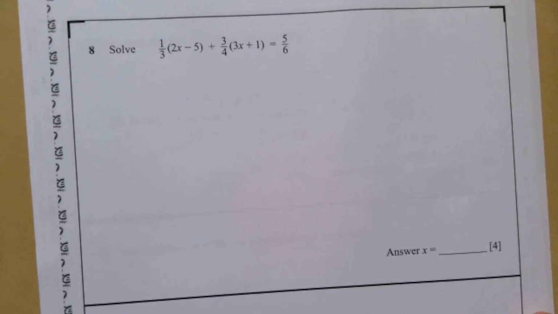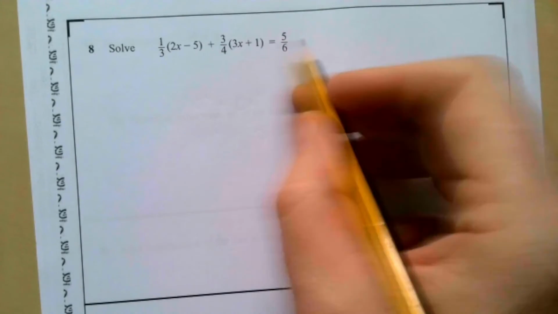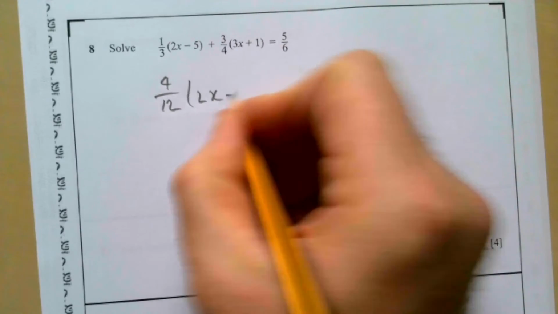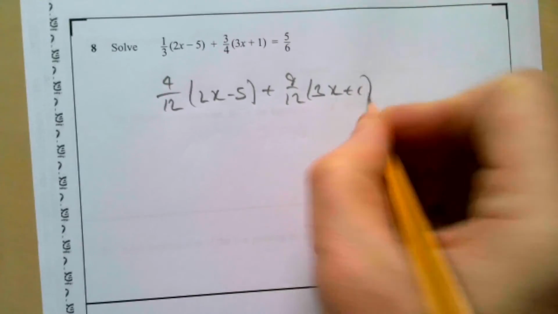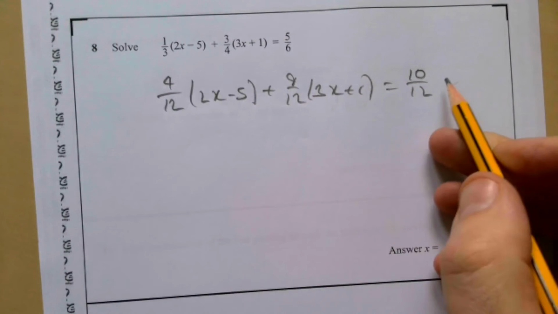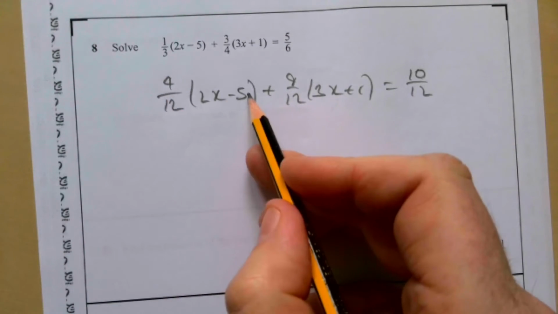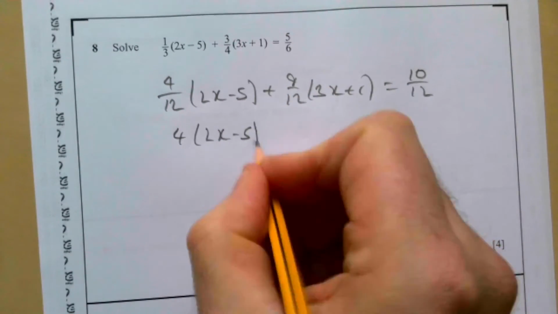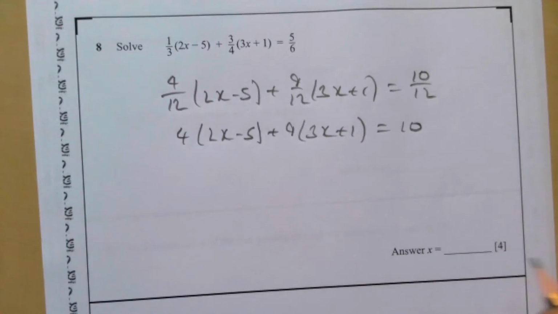Solve this equation. This one's not too bad, but I'm going to change everything first to 12ths. I think that kind of makes more sense. So this is going to be 4 twelfths upon 2x minus 5 plus 9 twelfths upon 3x plus 1 plus 10 twelfths. And then the trick here, it's an equation, so we're going to times through everything by 12. Now be careful here, that only affects here. It gives me a 4 here upon this same bracket. You don't need to times the bracket by 12. So I'll get 4 upon 2x minus 5 plus 9 upon 3x plus 1 plus 10.